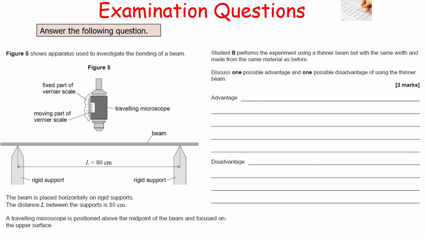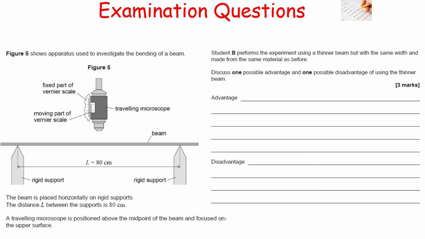The next question says, student B performs the experiment using a thinner beam but with the same width and made from the same material as before. Discuss one possible advantage and one possible disadvantage of using the thinner beam. So pause the video now, then unpause the video when you want to go through your answer.